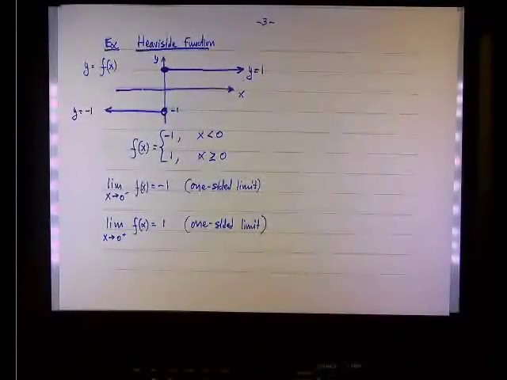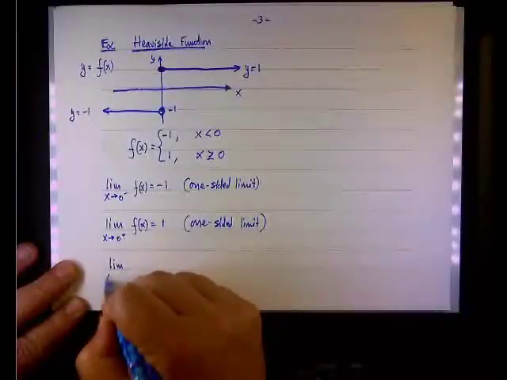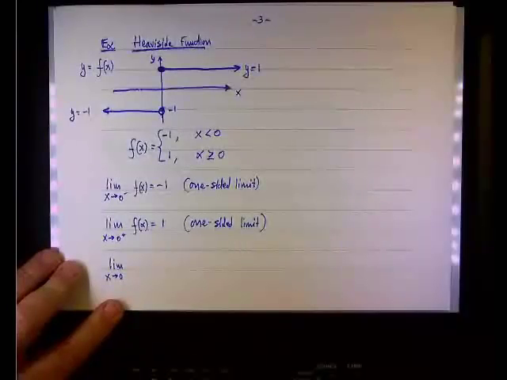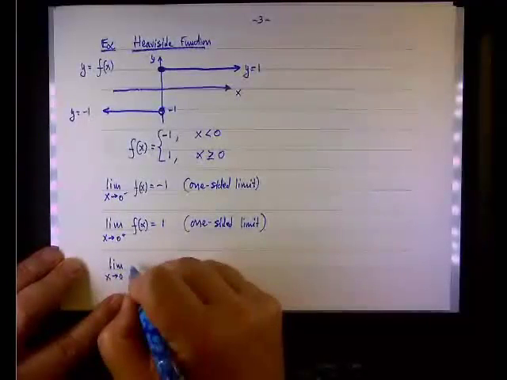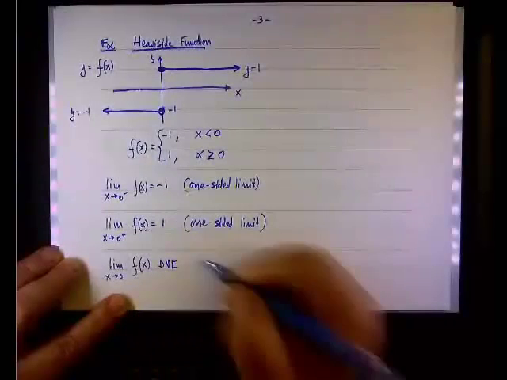Okay, but the point is the limit as x approaches 0. Now notice that here I put neither the plus nor the minus, so we're going to say that the limit of f of x does not exist in this case.